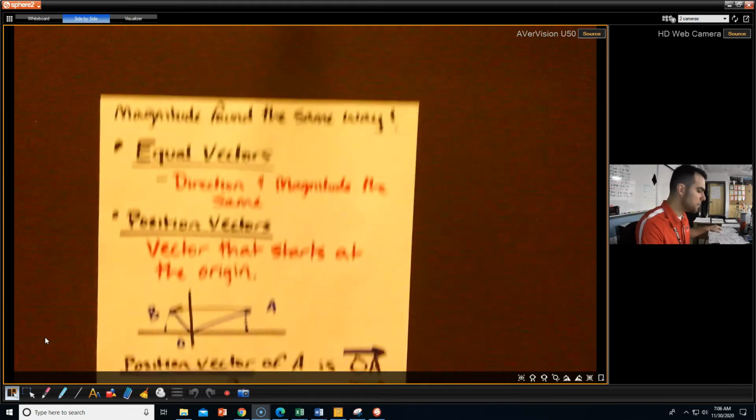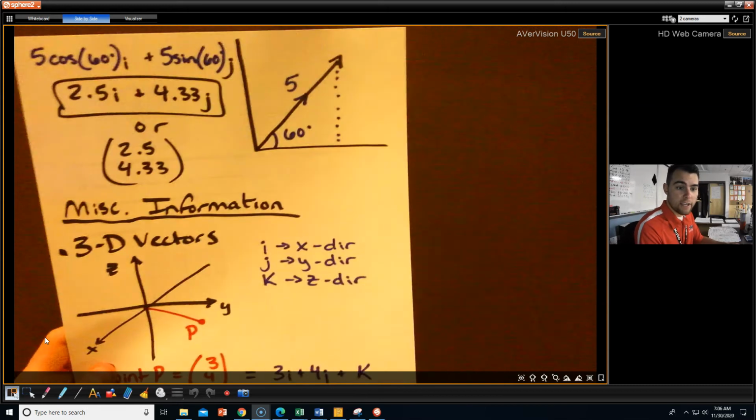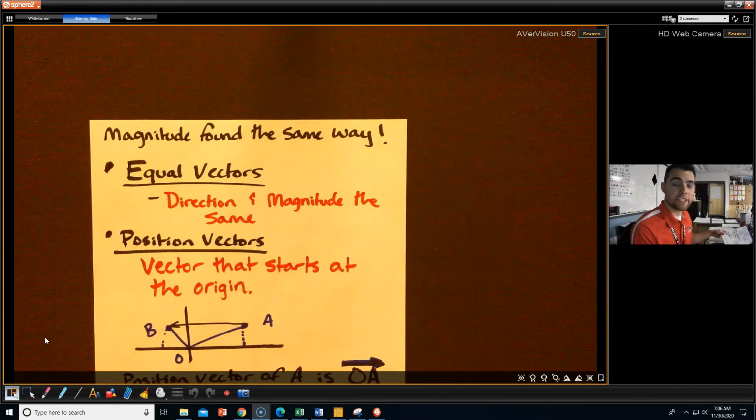A couple other things. Magnitude for 3D vectors goes along with that. It's written the same exact way, found the same way. It's kind of weird to think Pythagorean theorem, I guess, but you're really just adding up your x, y, and z components squared and taking the square root, just like you would do with two dimensions.